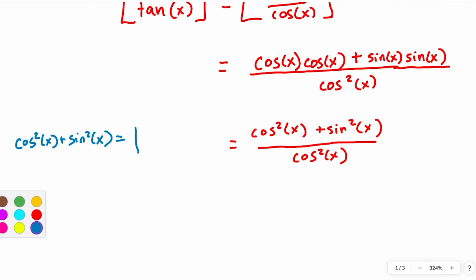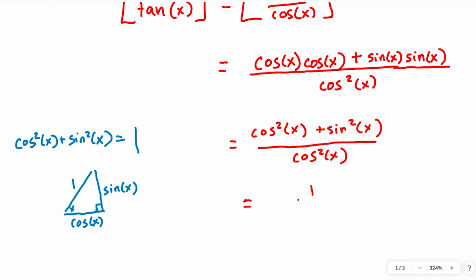And really, the reason why it's 1 is because when you have a right triangle embedded in the unit circle where the hypotenuse is 1, the x-coordinate is cosine, the y-coordinate is sine, so it stands to reason that the Pythagorean theorem would hold here, right? We've got a right triangle, so it makes sense that a squared plus b squared equals c squared. So anyway, that's where that's coming from. And so, yeah, this whole numerator just simplifies to be 1 over cosine squared x.